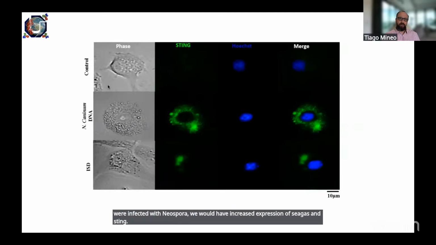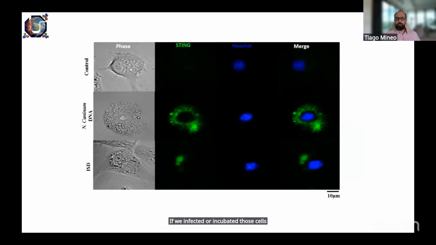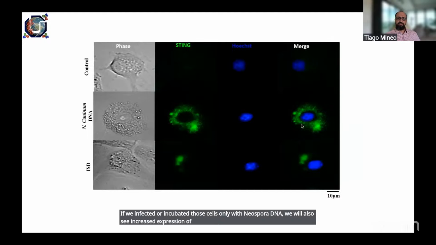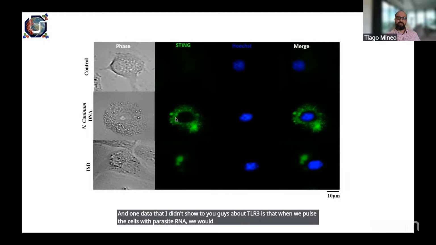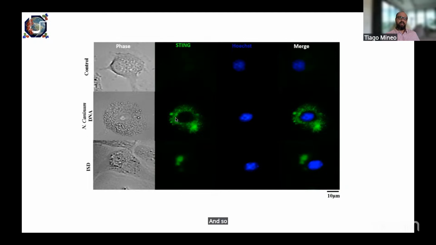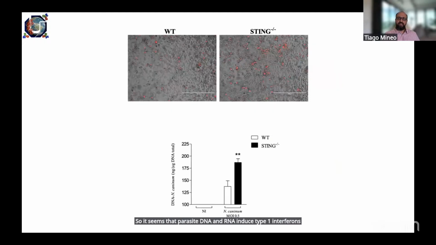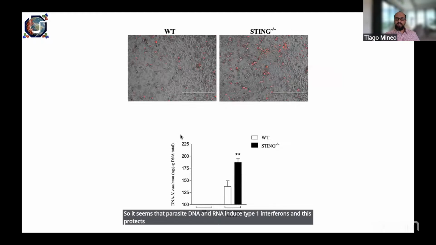If we incubated those cells only with Neospora DNA, we will also see increased expression of STING, right? So it seems that the parasite's DNA is activating STING. And one data that I didn't show you about TLR3 is that when we pulse the cells with parasite RNA, we see sort of the same phenotype. So it seems that parasite DNA and RNA induce type 1 interferons, and this protects the cells against the infection, right?